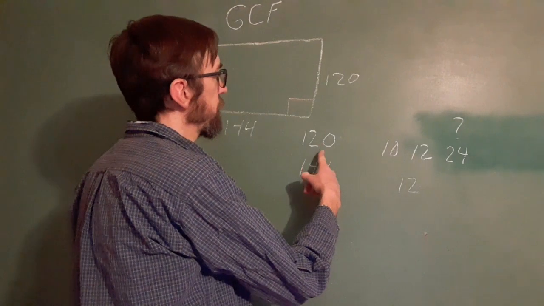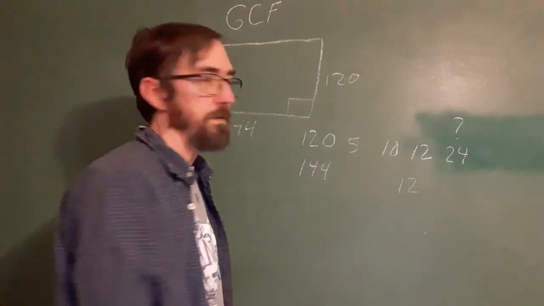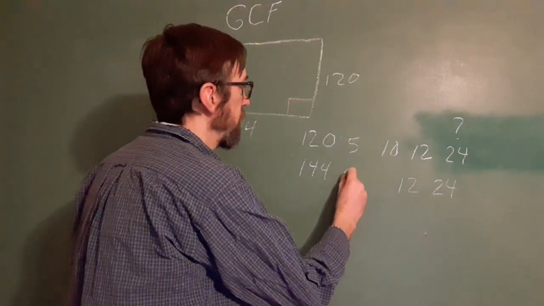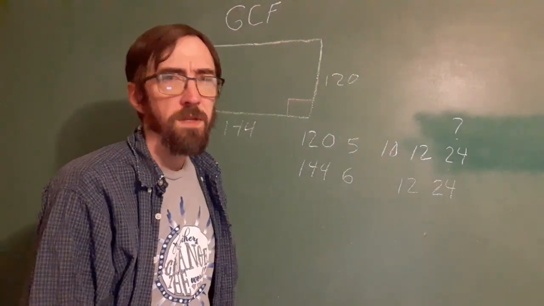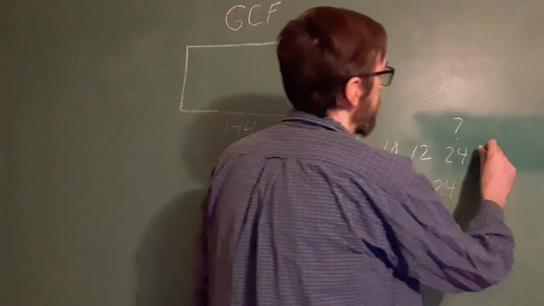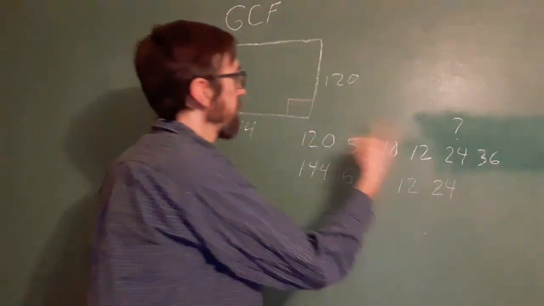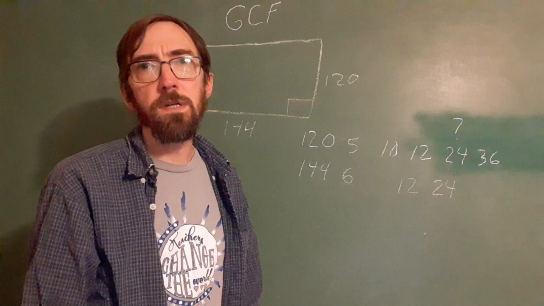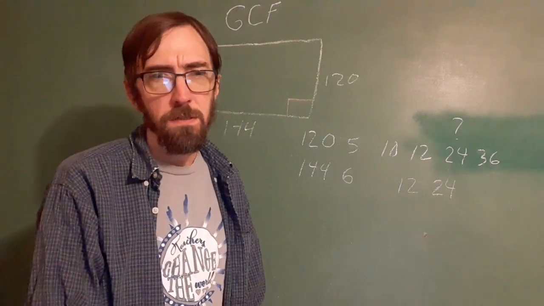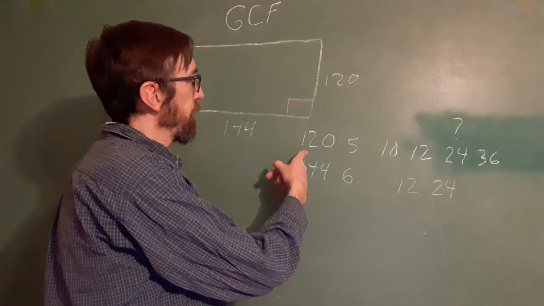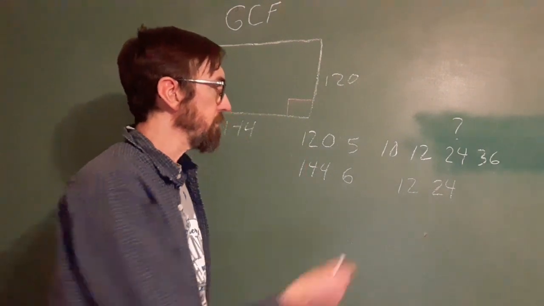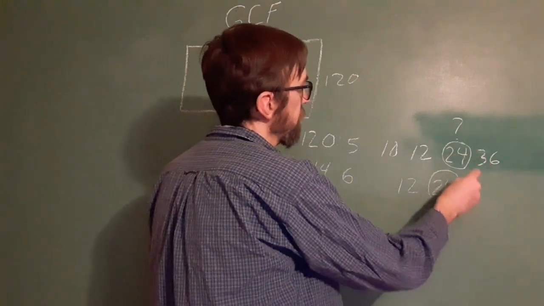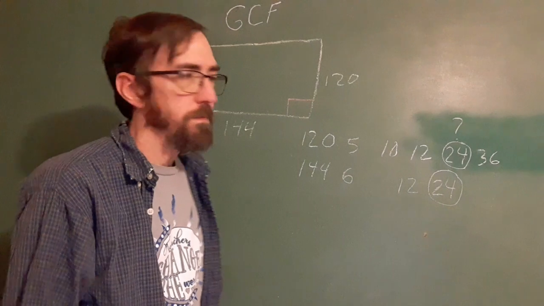Dividing 24 into 120 gives us 5. Dividing 24 into 144 gives us 6. If we try to up this to 36 and divide 36 into 120, we see that that does not divide evenly. We get a decimal expansion on that one. We end up with 3 1/3. 24 turns out to be the greatest factor in common that we have here.